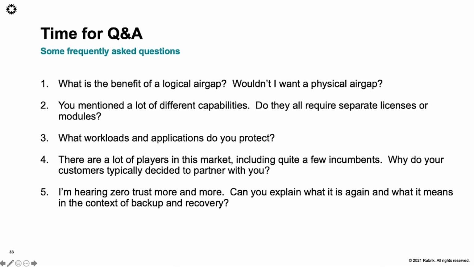Another one is, we mentioned a lot of capabilities in today's webinar. How many of them are separate licenses or modules? You can kind of think of it this way. There's Rubrik for backup, and then there's the security suite, and then there's kind of DR orchestration. So those are really our three packages that we have available to customers.